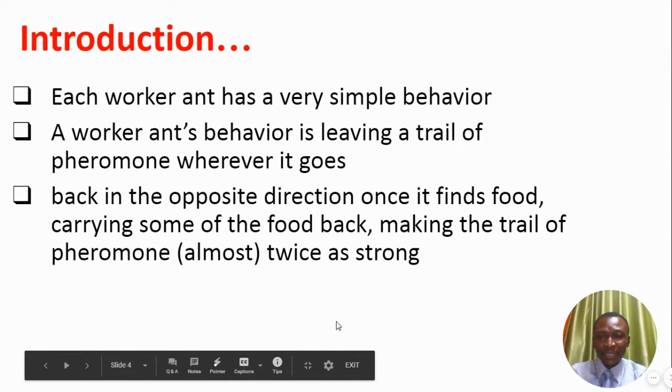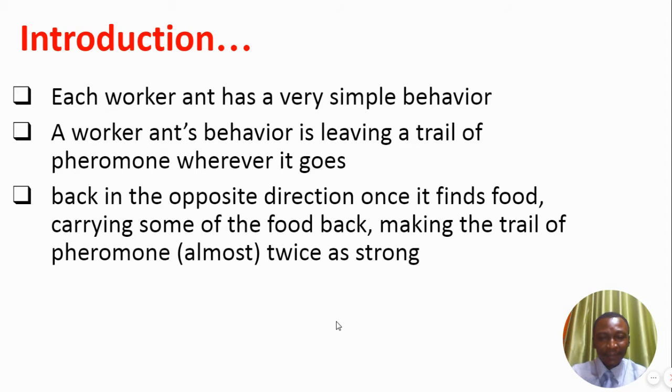Now let's take, for instance, the ants. We all know the ants in the house. You go to the field, you see ants. In a colony of ants, each worker has a very simple behavior. As each ant is moving, it leaves a trail of where it goes, as if to say, I'm going to the north, I'm going to the northwest. Then, in the opposite direction, once it finds food, it follows back the trace and carries some of the food back, making the trail almost twice as strong.